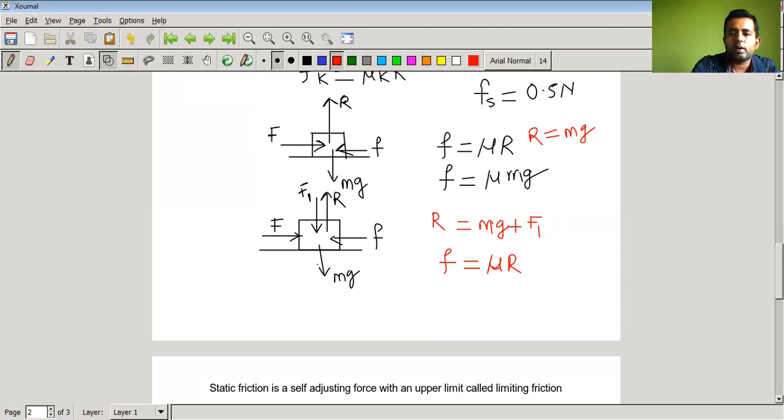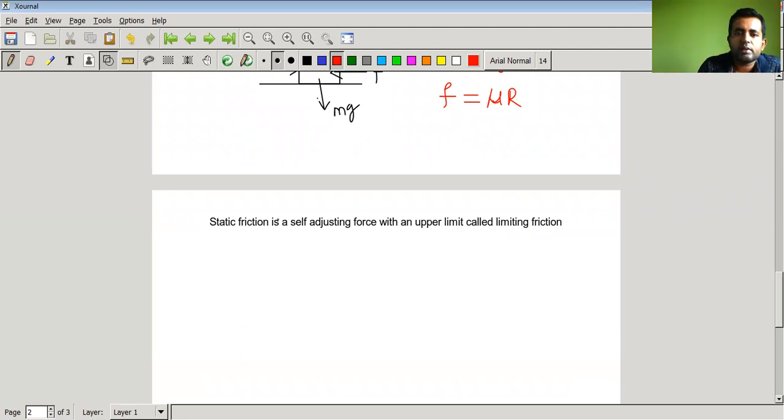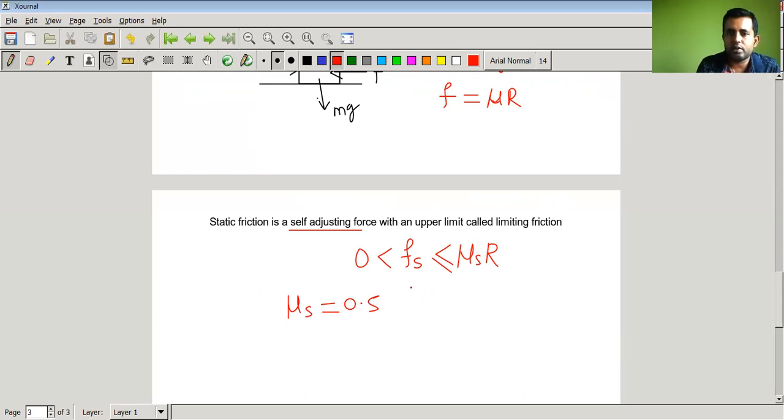Now, it turns out that static friction is a self-adjusting force, with an upper limit called limiting friction. What we mean by that, the whole statement can be written like this: the static friction is greater than 0 or less than or equal to mu s R. Now let us try to understand what I mean by that. Let us say mu s is 0.5. It doesn't have a unit because it's a ratio of two forces.